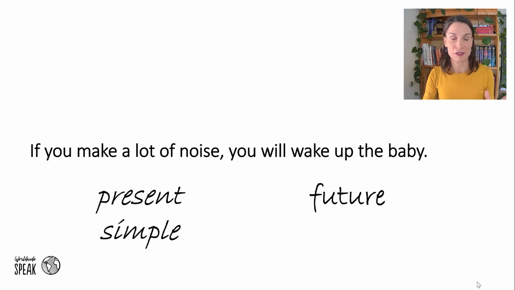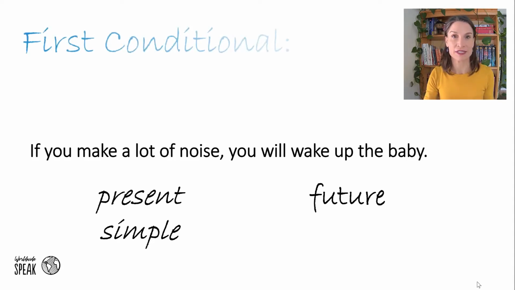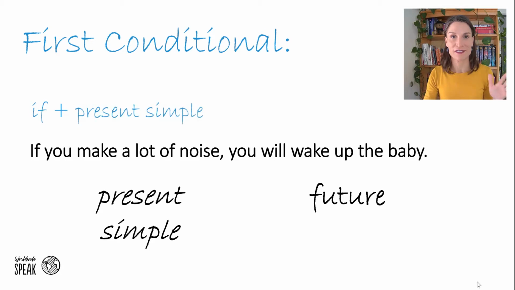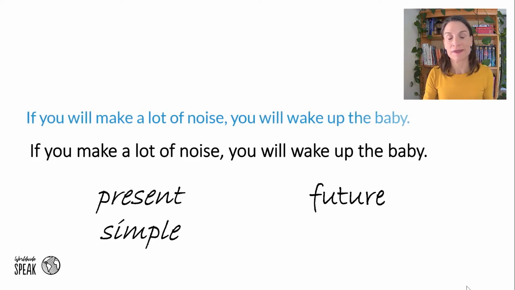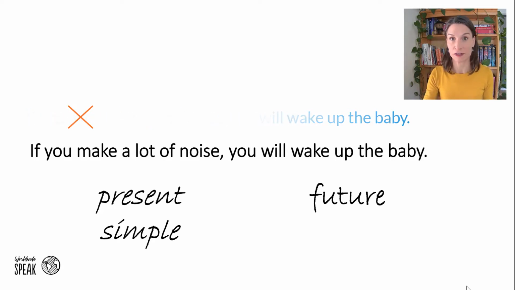So this is confusing for some people because they think, okay, I'm talking about the future. Why am I using present simple? And my short answer is this is just the rule. This is the structure of first conditional. With if, we will use present simple all the time for first conditional. And in the main clause, we can use the future. And I'll talk more about that in just a minute. So a lot of students would like to say, if you will make a lot of noise, you will wake up the baby. But that is incorrect. So it's got to be the present simple with our if clause in our first conditional.